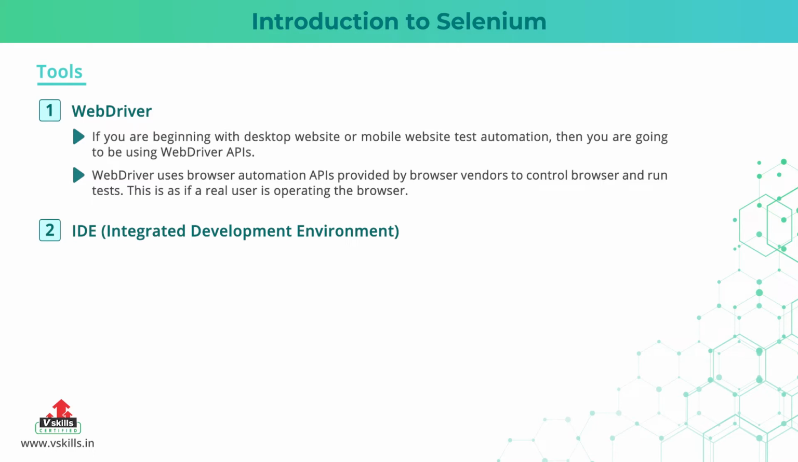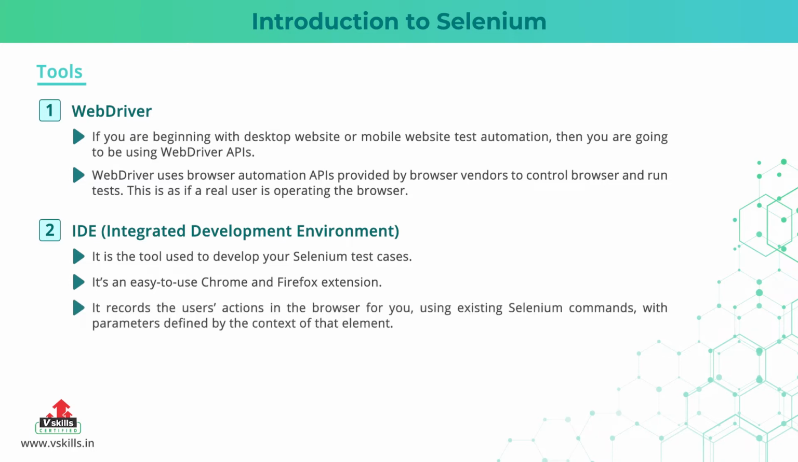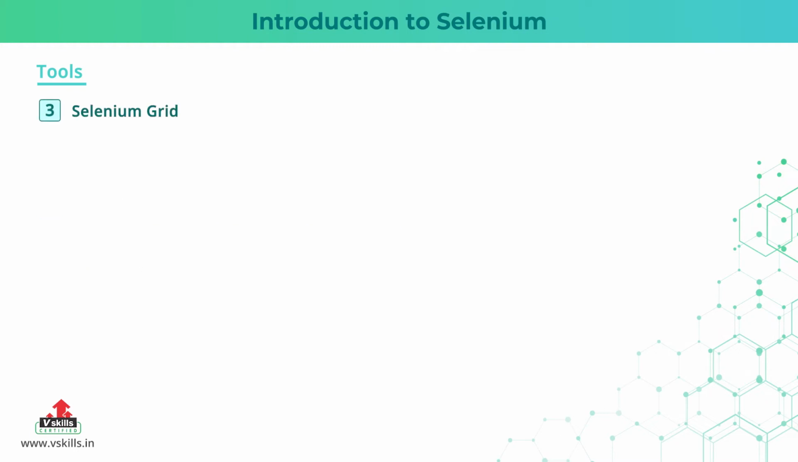Second tool is the IDE. IDE, or Integrated Development Environment, is the tool you use to develop your Selenium test cases. It's an easy-to-use Chrome and Firefox extension, and is generally the most efficient way to develop test cases. It records the user's actions in the browser for you, using existing Selenium commands, with parameters defined by the context of that element. Third tool is the Grid.